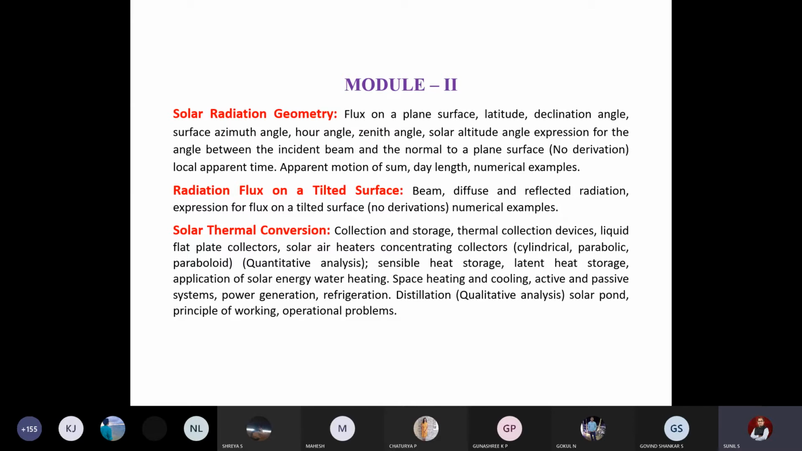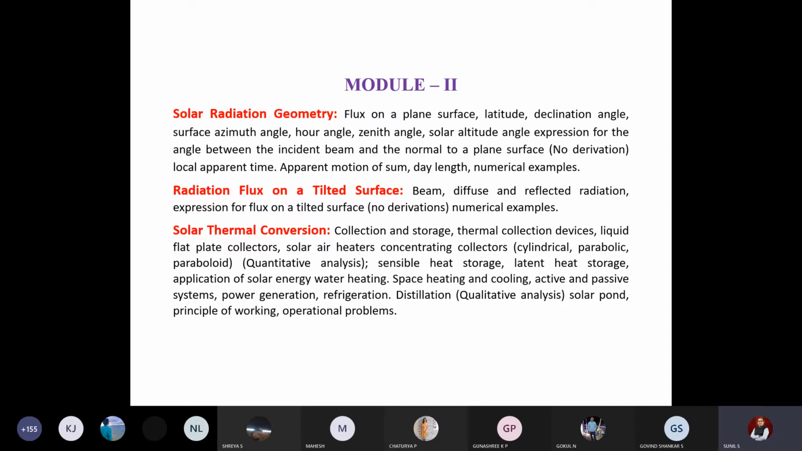So for example, surface azimuth angle, hour angle, zenith angle, declination, latitude, longitude, etc., like that. And there are some simple numericals on that. So that also we will be going through in this chapter. Next, after that, there is a second concept, that is radiation flux on a tilted surface. In this, we have completed in the first module itself what is beam, diffused, reflected, total radiation. So we just have to discuss an equation which correlates all this and solve simple numericals.